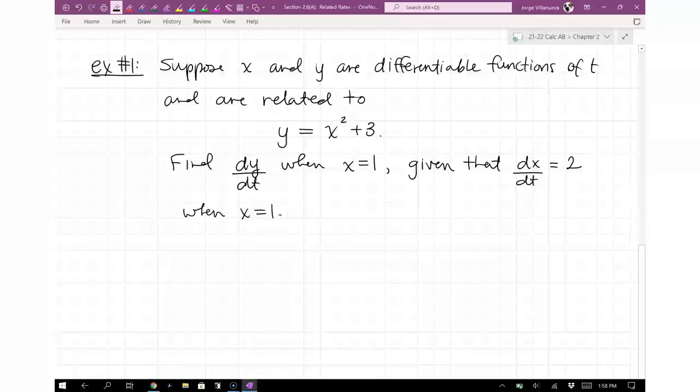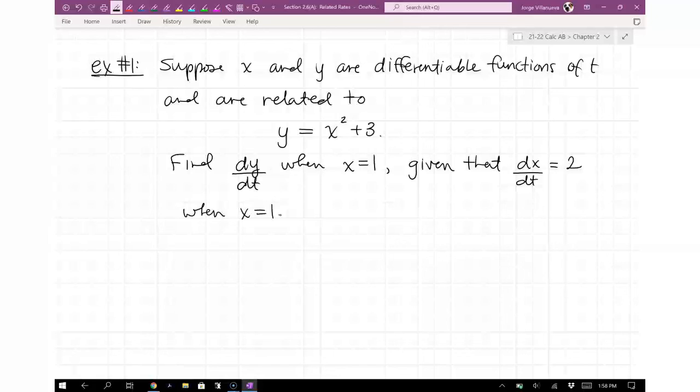So they're saying, look, you're going to take a derivative of this function with respect to time. When you take a derivative of this function with respect to time, you're going to take a derivative of y. When you do the derivative of y, you're going to have dy dt. That means that y is changing at a specific rate, dy dt. That's what they want me to find. Find dy dt when x equals 1.